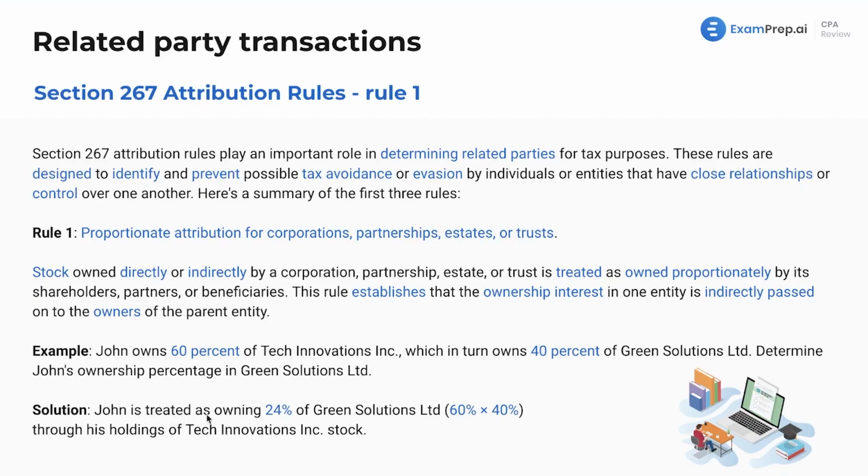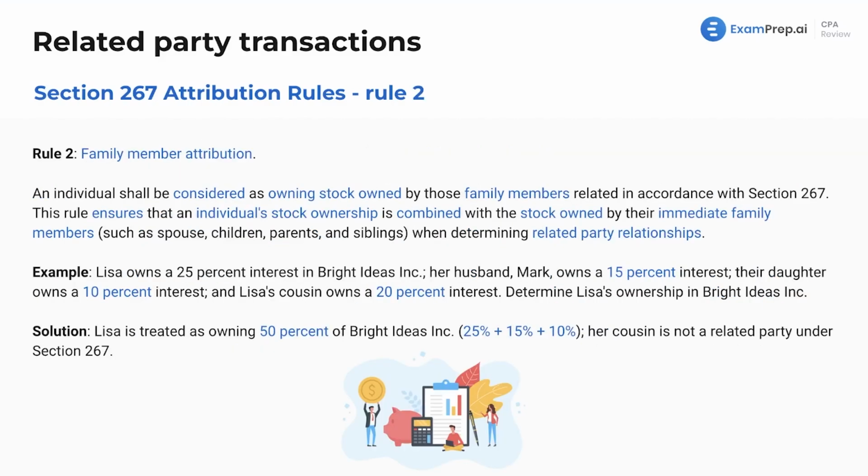Well, John is going to be treated as owning 24% of Green Solutions because John owns 60% of Tech. Tech owns 40% of Green, so 60 times 40, 24%. John is treated as owning 24% of Green Solutions Limited through his holdings of Tech Innovations Inc. stock. Pretty straightforward. We'll keep running through these.